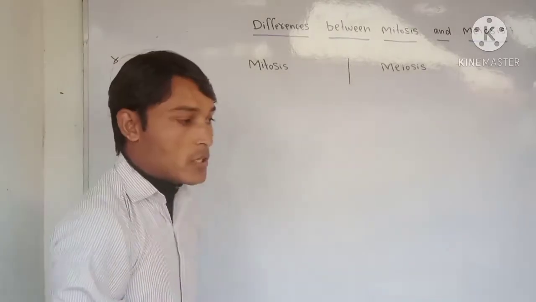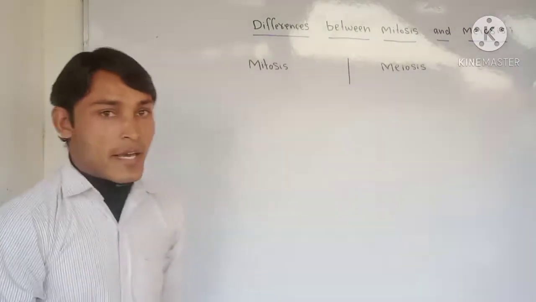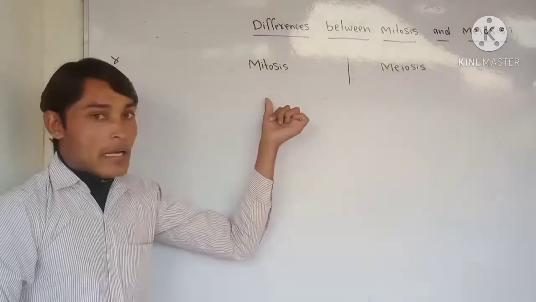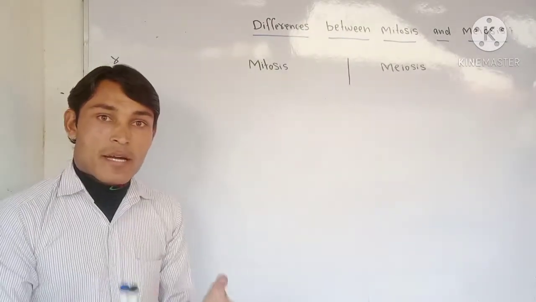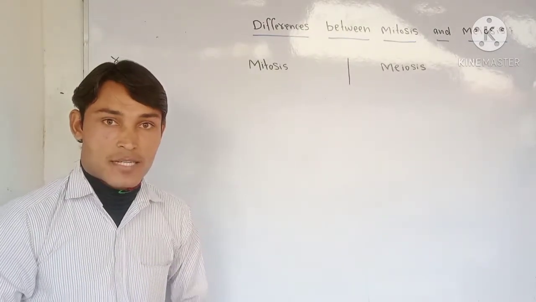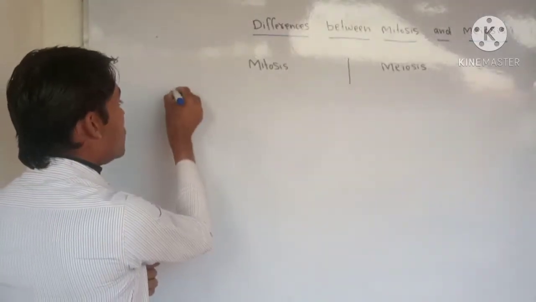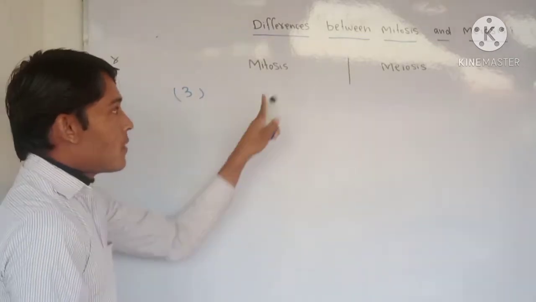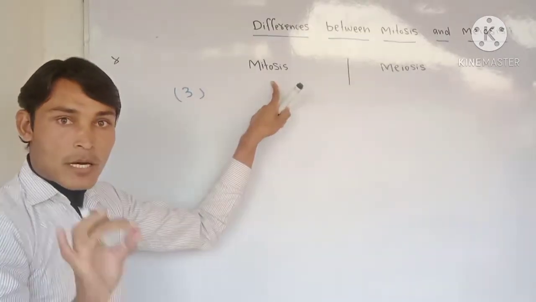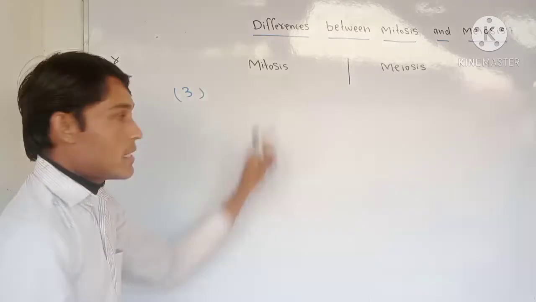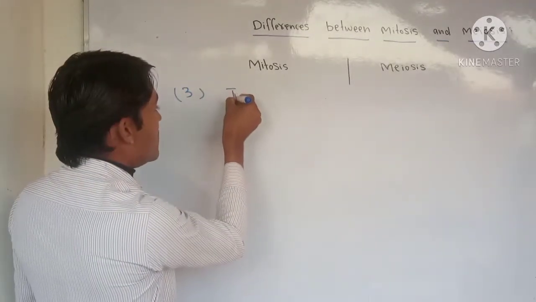Now let's talk about the third difference. The third difference is that in mitosis, a parent cell divides into two daughter cells. So we can just write here that two daughter cells are formed.